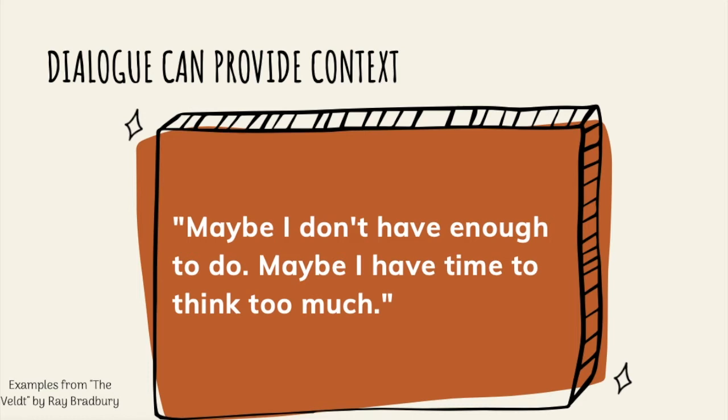So she says out loud, "Maybe I don't have enough to do. Maybe I have time to think too much." Without hearing her say this, we might think that she loves the house, that she doesn't want to do things on her own. But this provides some important context that helps us understand the full story.